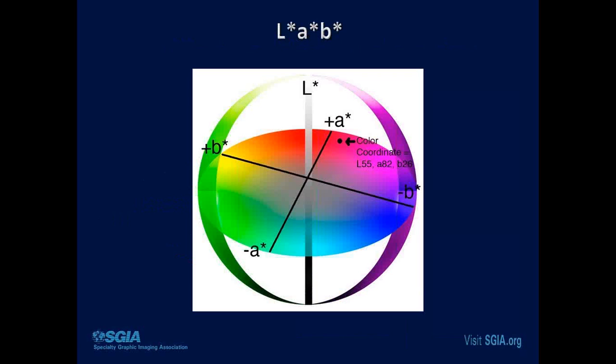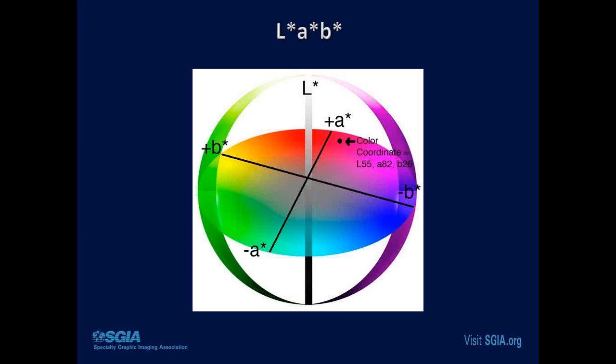So let's talk a little bit about L star, A star, B star, or Lab, as I'm sure many of you have heard it called. I'm going to use Lab just so you don't have to hear me say L star, A star, B star every minute. The Lab color space was created in 1976. The goal was to have a system that defined a color that was not tied to a device. So Lab is a device-independent color space.